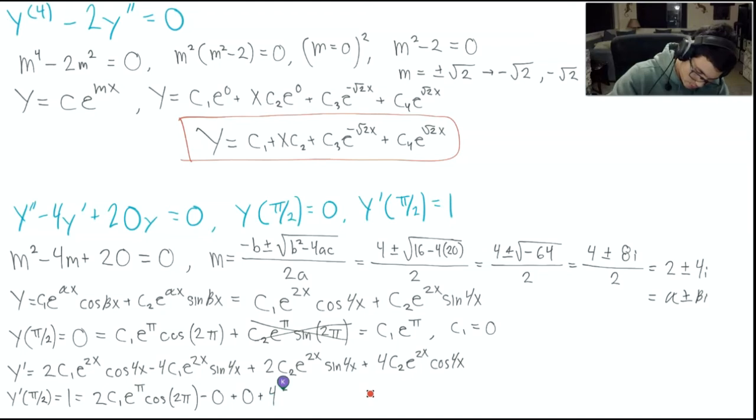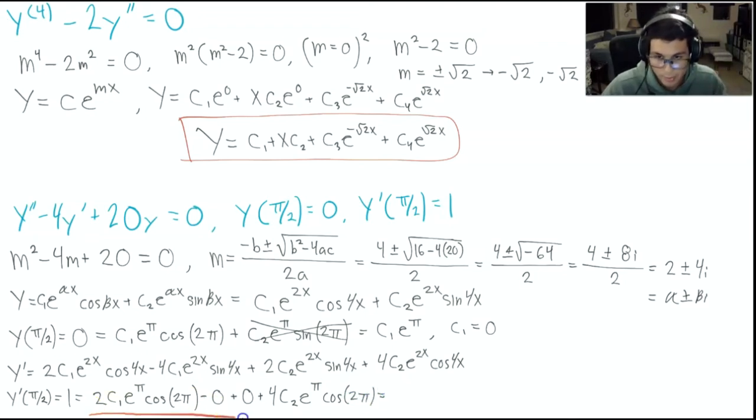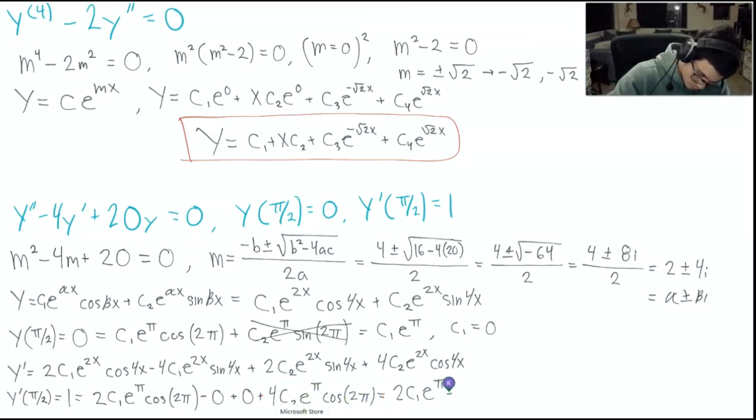It'll be 4c2 e to the pi cosine 2 pi. And if we compute the value of this, the cosine 2 pi's are just 1. So this would be 2c1 e to the pi, plus this, right? Because all of this is equal to 1, so it's just 1 times this, plus 4c2 e to the pi. And of course all that is equal to 1.